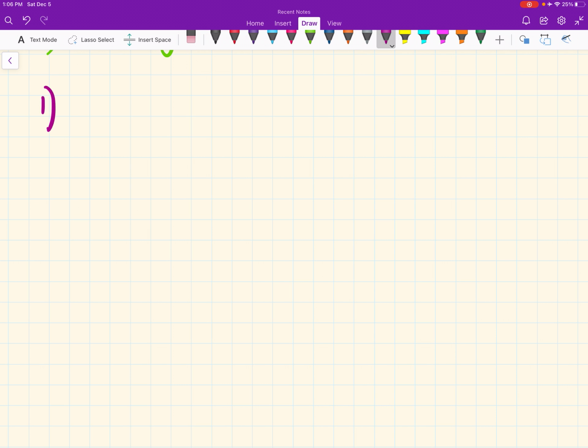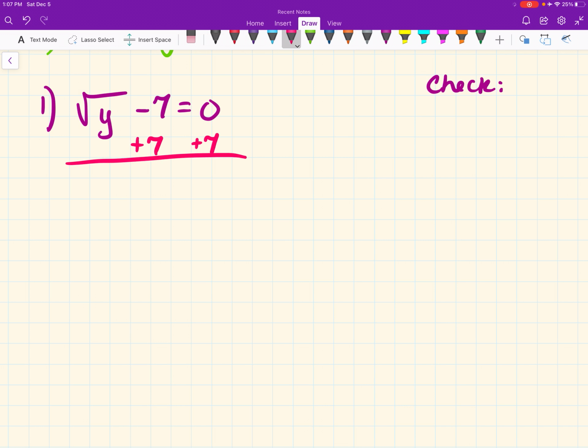Okay, number 1, square root of y minus 7 equals 0. And over here I have check. On all the problems, I don't want you to forget to check. So I put that word so you would remember, all right? Step 1 is to get the radical by itself on one side of the equation. Well, this minus 7 is outside the radical. So we're going to add that to both sides. So now we have the square root of y equals 7. The radical's by itself on the left side of the equation.